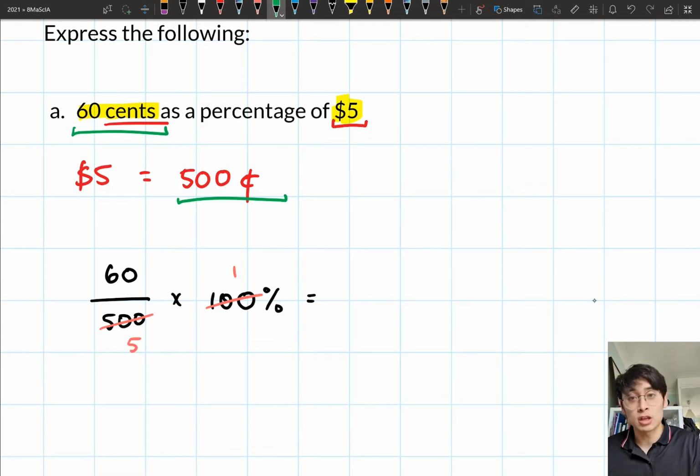And actually in my fraction here, I can simplify it a little bit more. I'm going to simplify 5 and 60. 5 goes into 60 12 times. So I'm just going to simplify that. And all I need to do is just multiply those numbers together. So here, this becomes 12%.